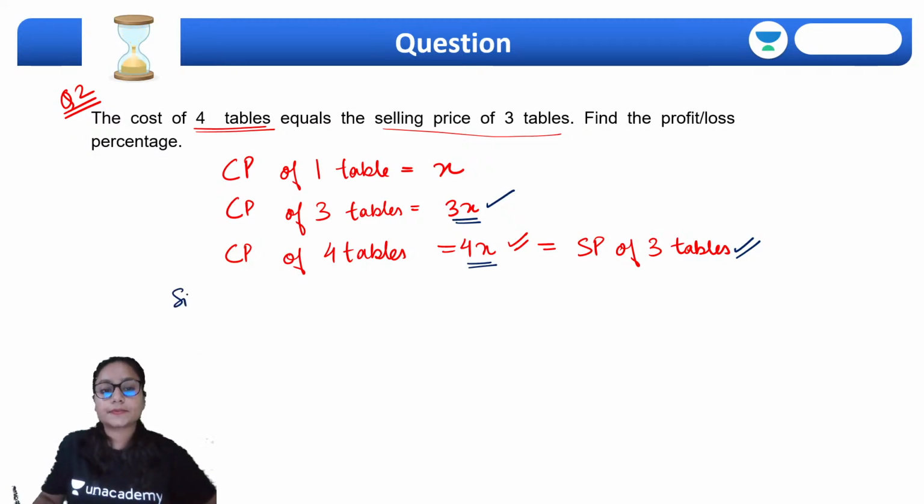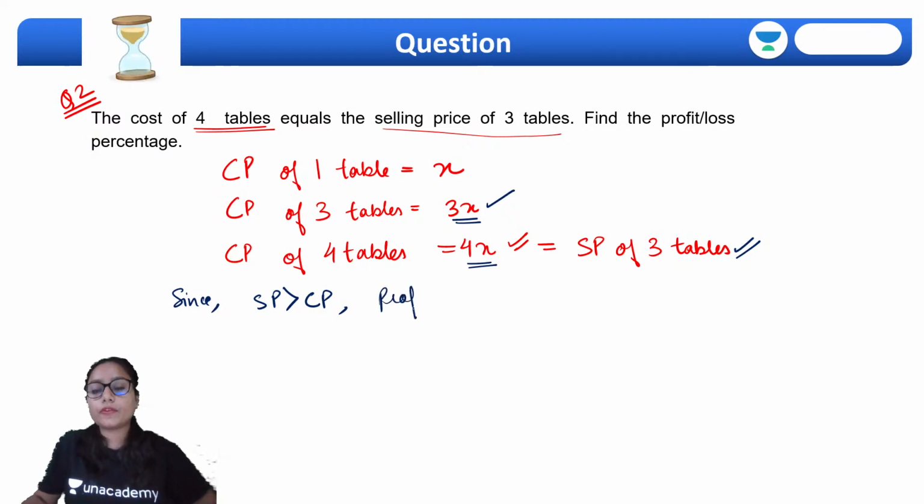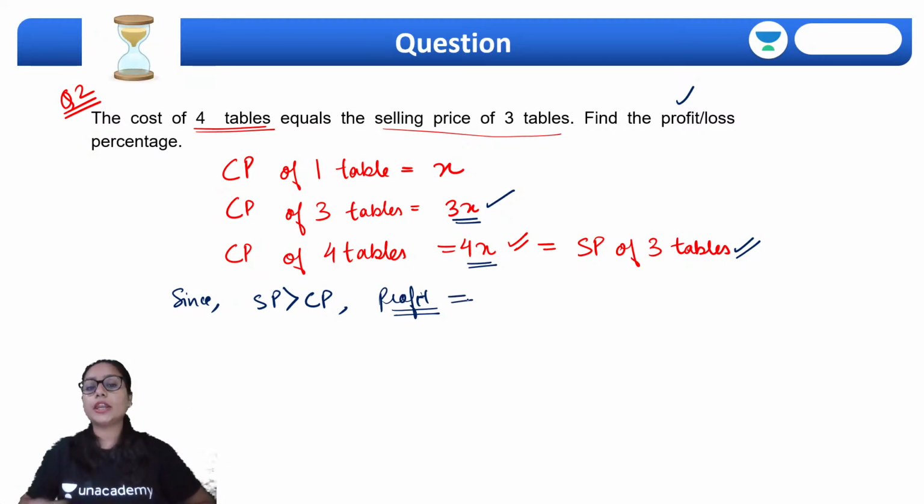Now since SP is greater than CP, it means that profit has been incurred, right? So we have profit, and we are going to calculate the profit percentage. First of all, let us calculate profit. This is equal to selling price minus cost price, that is 4x minus 3x, and this is equal to x.